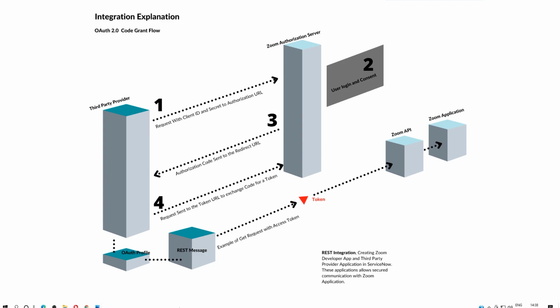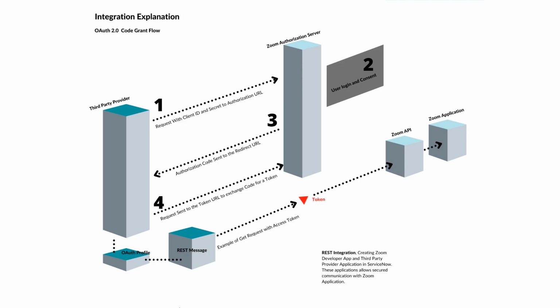Okay, so now let's see how it is actually going to work, how the communication is going to happen between them. The first thing, the third-party provider is going to send an authorization request to the authorization URL with the client ID and secret that we get from the developer app. In response, a pop-up window is going to tell you, as a user, to log in and consent. Why? Because you are the person who manually put this information in the third-party provider application. When you create this application, you have a form with a client ID and client secret field where you put this information. So it is actually asking you, would you like to allow ServiceNow to access your Zoom information? At that moment, you log in and you consent.